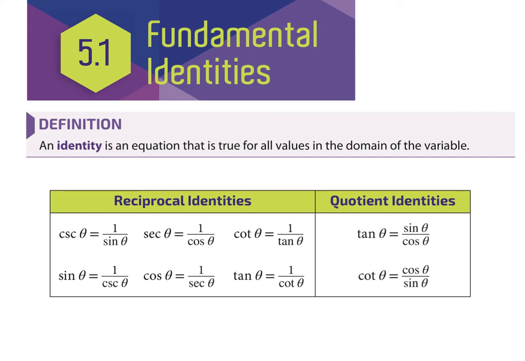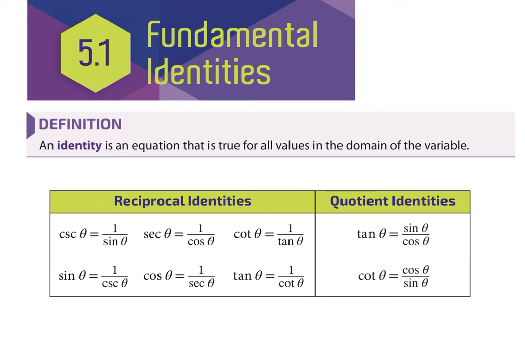So we have reciprocal identities. That means if I have the sine, the reciprocal identity of sine is cosecant. Vice versa, if I have cosecant, the reciprocal identity is sine. Meaning I can take one of those and flip it and get the other. And so all of these should be very familiar. Sine corresponds to cosecant, cosine corresponds to secant, and tangent corresponds to cotangent.